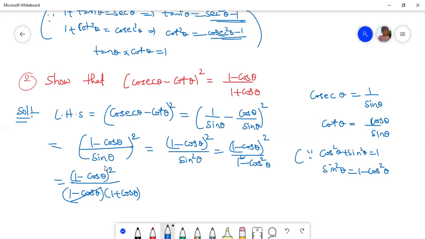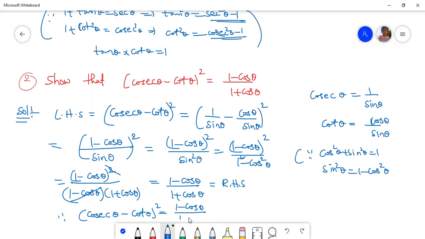The 1 minus cos theta factor cancels. We get 1 minus cos theta by 1 plus cos theta, which is equal to RHS. Therefore, cosec theta minus cot theta whole square equals 1 minus cos theta by 1 plus cos theta. This is the solution.